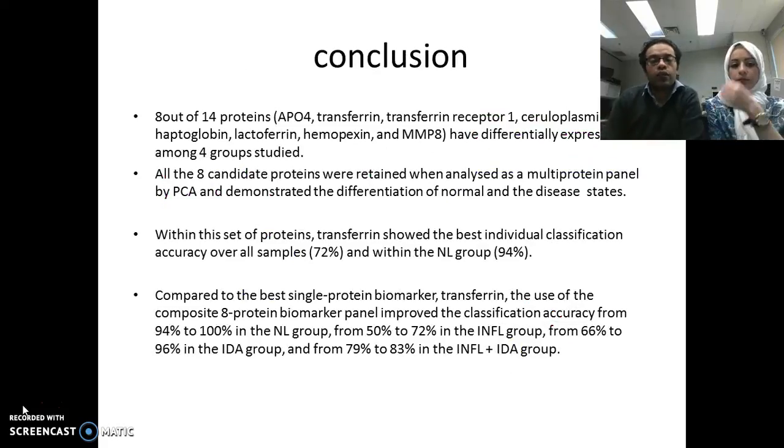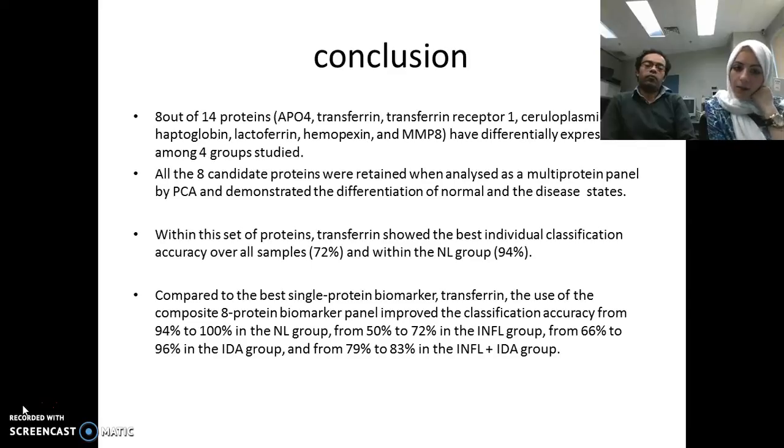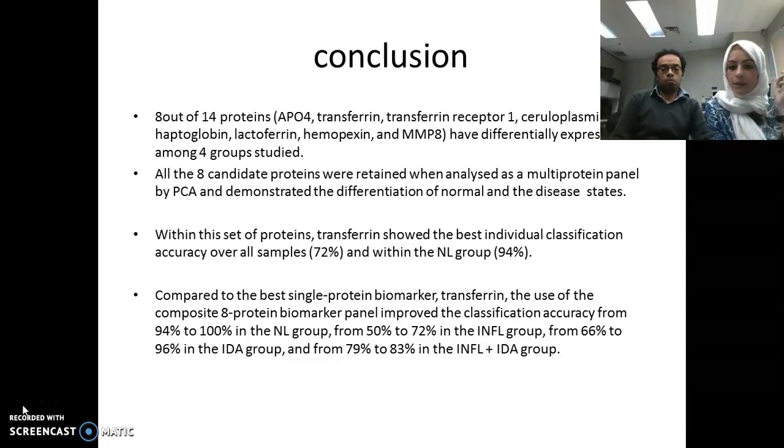Now we move to the conclusion. 8 out of 14 proteins were expressed differently among the 4 groups studied. All the 8 candidate proteins were retained when analyzed as a multiple protein panel by PCA and demonstrated the differentiation of normal and disease state.